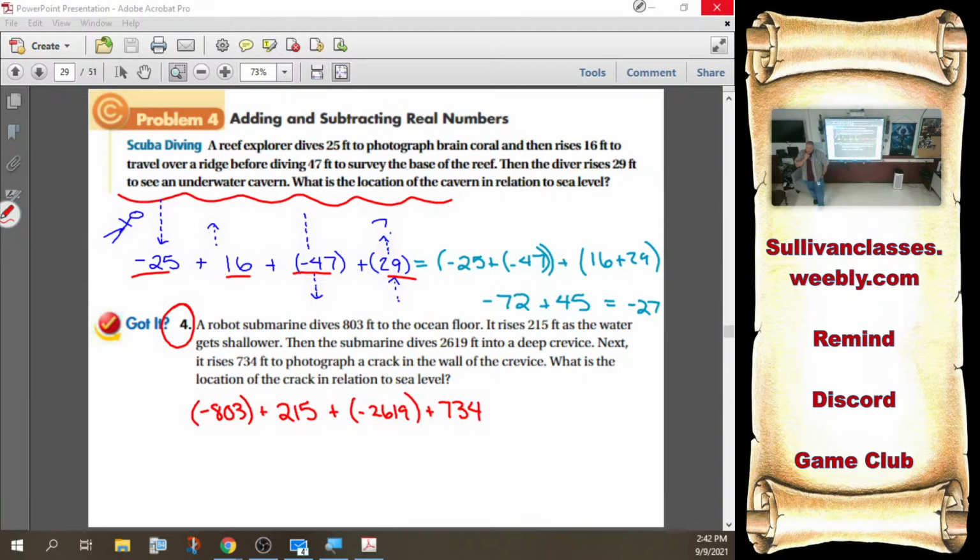It's your choice if you just want to go left to right, or if you want to use that commutative property like Heath did and rearrange them. It's your choice.